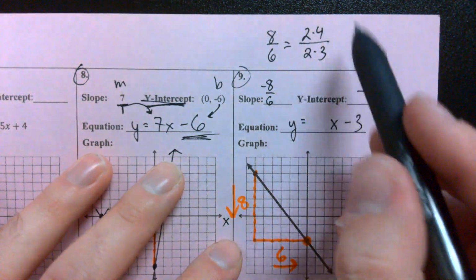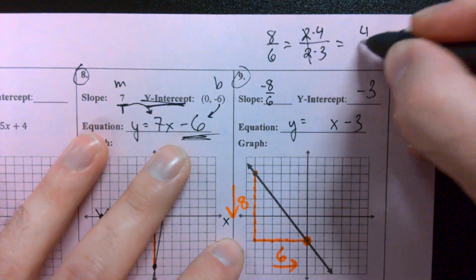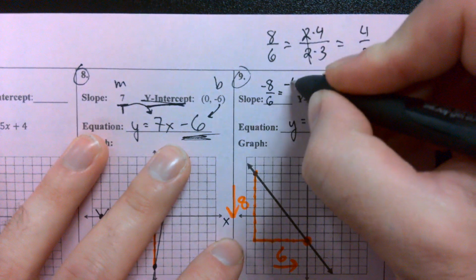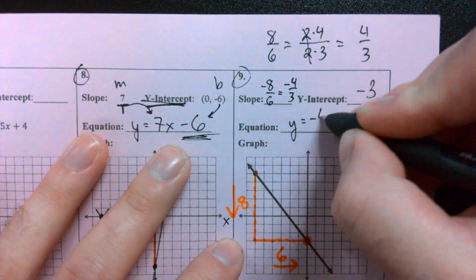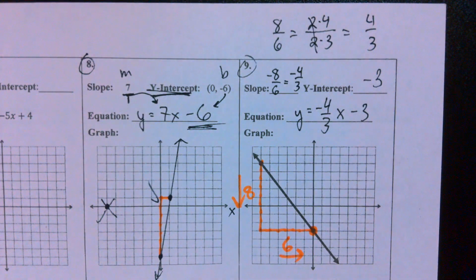What can we cancel from the top and the bottom? 2 and 2. Good morning, Ida. And we're left with 4 over 3. So our slope in our equation should be, thank you, negative 4 over 3.